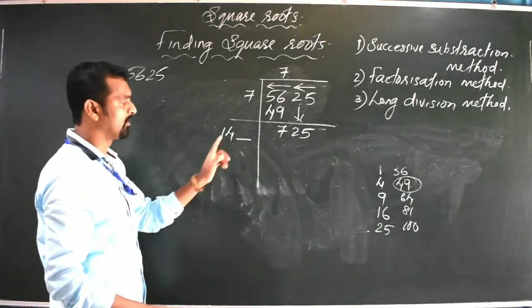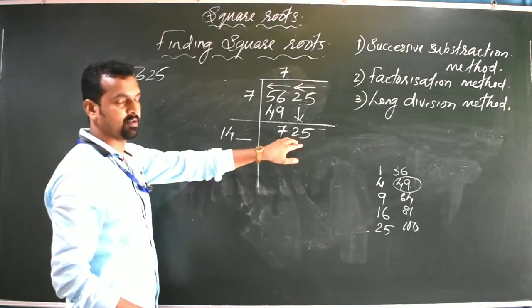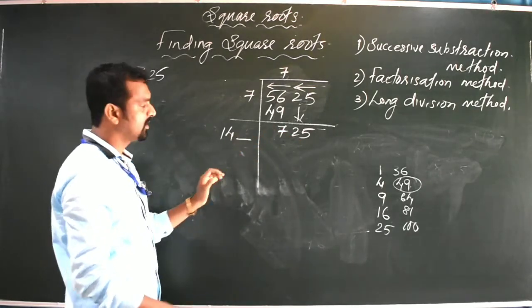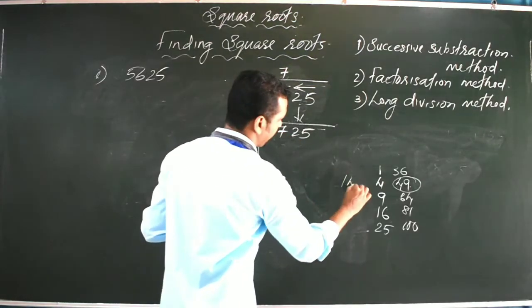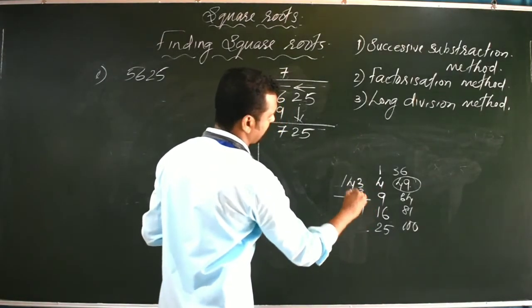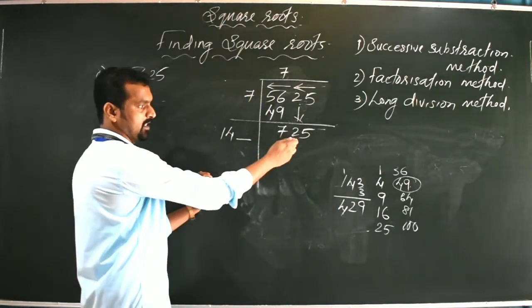140, 143 or 144, 145, 146. When it will come to 725, up to that, or less than 725, up to that we have to find. So let's see, 143. 143 into 3. 3 3s are 9. 4 3s are 12, 2 remainder 1. 3 1s are 3 plus 1, 4. 429 is less than 725.